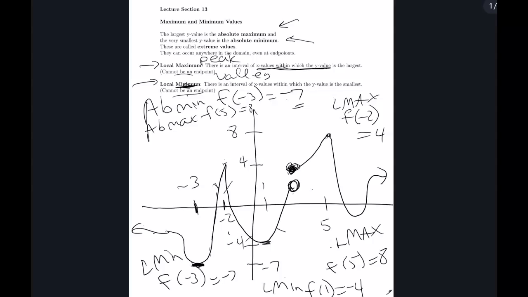This is not a local minimum because there's not a valley around it, but this is right here, right? Because I've got a valley around it. So let's call that x equals 6 and y equal -1. So local minimum at f of 6 equals -1.